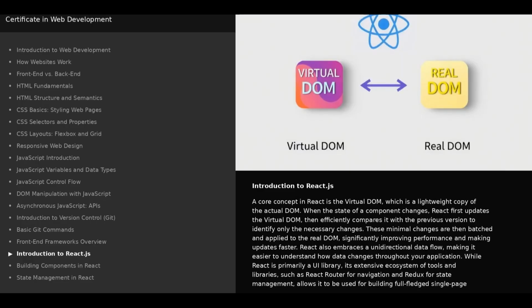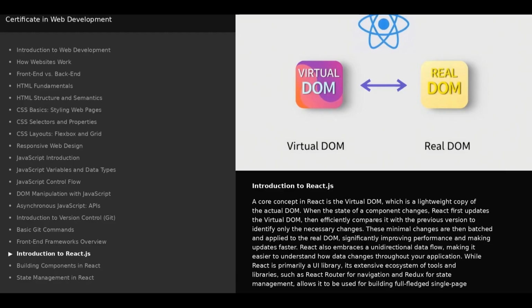A core concept in React is the virtual DOM, which is a lightweight copy of the actual DOM. When the state of a component changes, React first updates the virtual DOM, then efficiently compares it with the previous version to identify only the necessary changes. These minimal changes are then batched and applied to the real DOM, significantly improving performance and making updates faster.